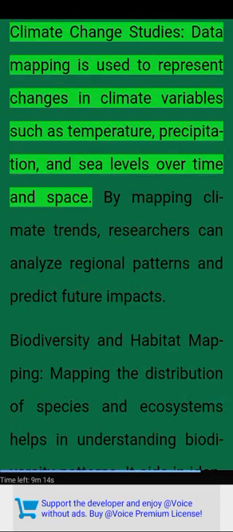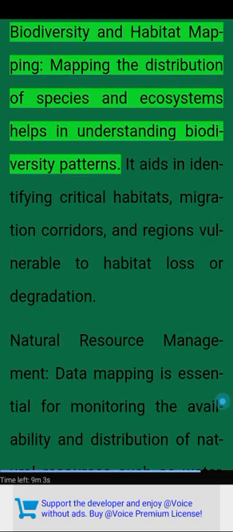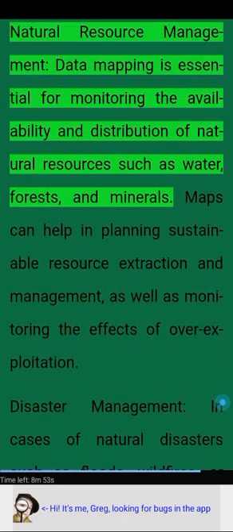Climate change studies. Data mapping is used to represent changes in climate variables such as temperature, precipitation, and sea levels over time and space. By mapping climate trends, researchers can analyze regional patterns and predict future impacts. Biodiversity and habitat mapping. Mapping the distribution of species and ecosystems helps in understanding biodiversity patterns. It aids in identifying critical habitats, migration corridors, and regions vulnerable to habitat loss or degradation.